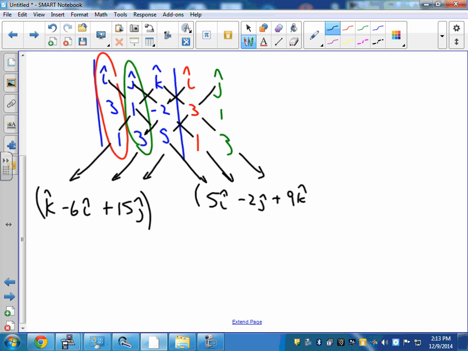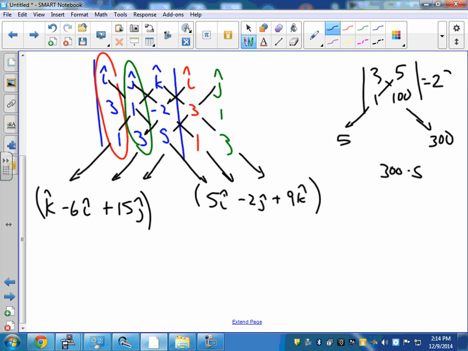What were you supposed to do next after you did that and that? It's sort of like what you did with 2 by 2s. Think what you would do if you had 3, 5, 1, and 100. You multiply this way and you get 300. You multiply this way and you get 5. And then what did you do with the 300 and the 5? You subtract them, 300 minus 5, right? That's how you did a 2 by 2. So this worked out to be 295. Well, that's what you're going to do here. You're going to take this thing and you're going to subtract that thing.